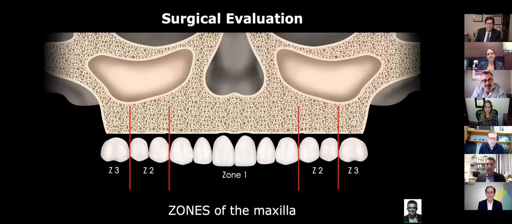So to kind of make it an algorithm, what we did was we divided the maxilla into 3 sections. So zone 1 being the premaxilla, cuspid to cuspid, zone 2 being the bicuspid region, and zone 3 being the molar region. And as you can see here, this patient is missing clinical crowns only and has intact maxillary alveolar bony volume. So there's no missing bony volume.